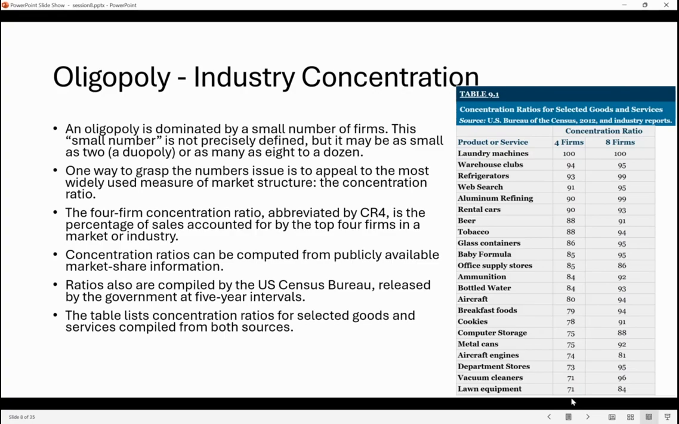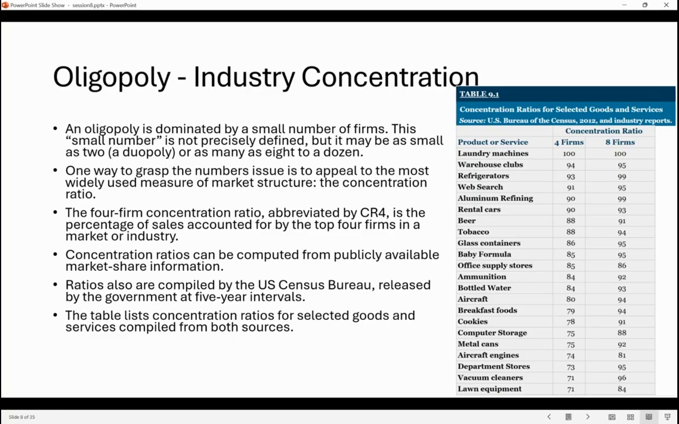For example, look at this one, lawn equipment. The top four firms have 75% of the market share, and that means compared to the laundry machine, they have less of the market share. That means compared to laundry machine, this industry is closer to perfect competition, right? So concentration ratio tells us to what extent a market is concentrated, regardless of the size of the industry or the size of the market, right?